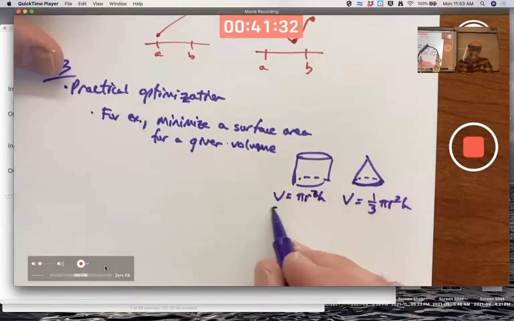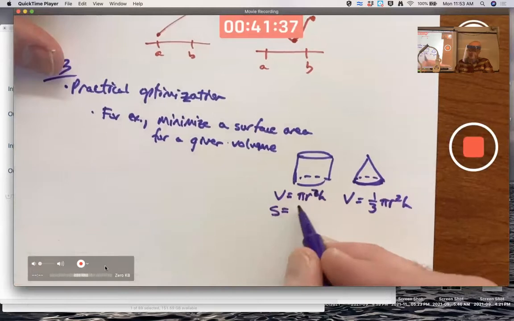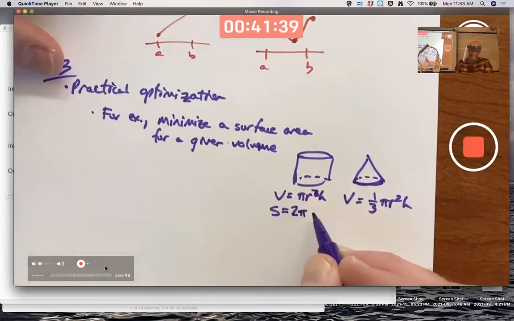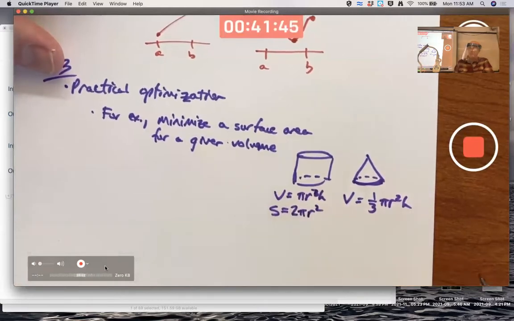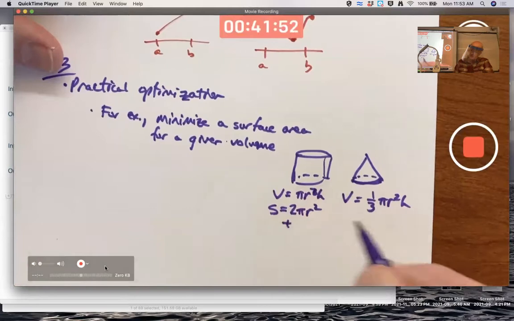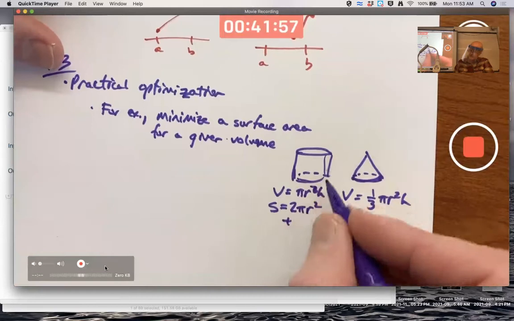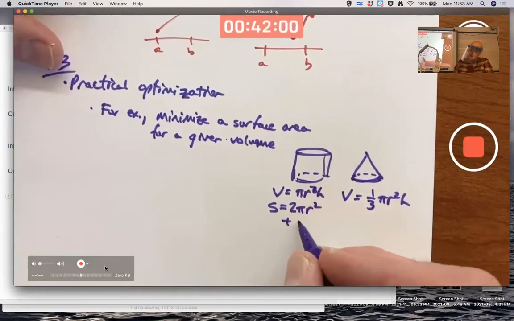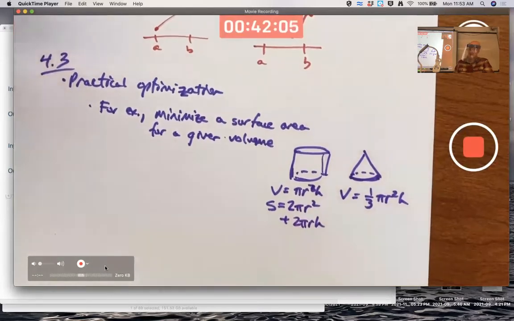Surface area for a cylinder, if it's a closed cylinder, is the sum of the two areas of the top and bottom circles, 2 pi r squared. Pi r squared is the area of each circle individually. And then the surface area going around the cylinder is the circumference of the circle times the height. That's going to be 2 pi r h. Okay, I'm not going to bother writing down the surface area of a cone. I'll give that to you if you need it on the test.